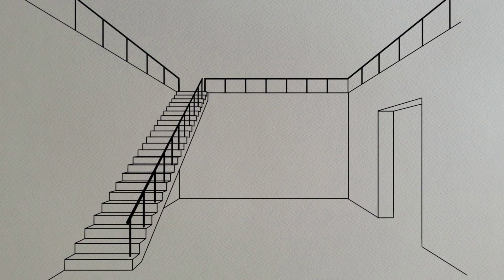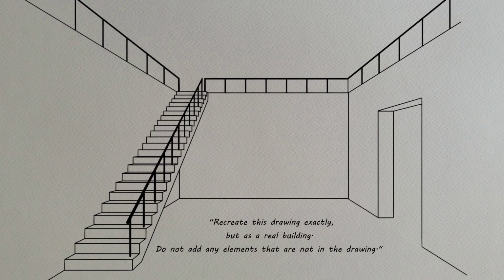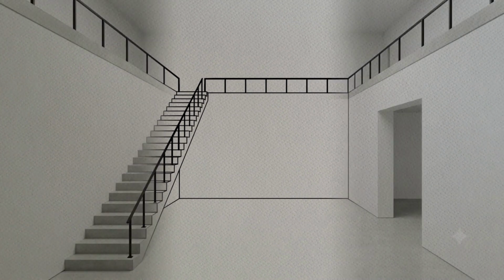To take this concept further, I asked Gemini AI to render a colorful, fully finished version of this perspective line art. The prompt used is very simple. Recreate this drawing exactly, but as a real building. Do not add any elements that are not in the drawing. And here is the result.